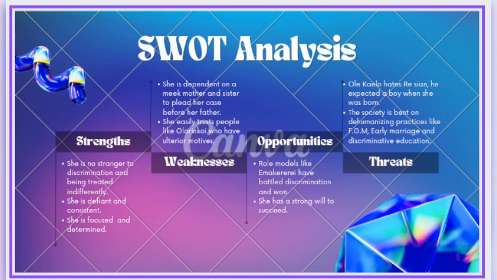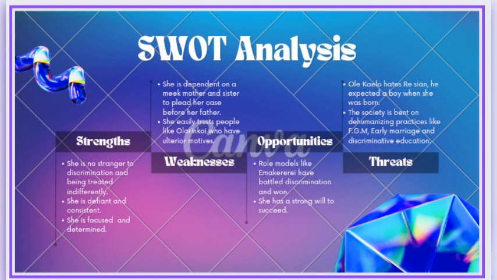Like Kylo hates Rizyan. He expected a boy child when she was born. So there's a threat that it may not allow her to go to university. Lastly, the society is bent on dehumanizing practices like FGM, early marriages, and discriminative education, where the boys are allowed to go to university, but the girls are taught song and dance.